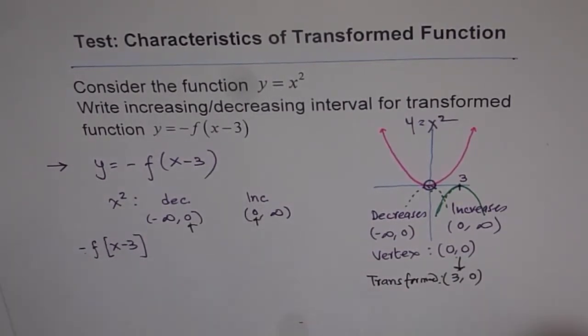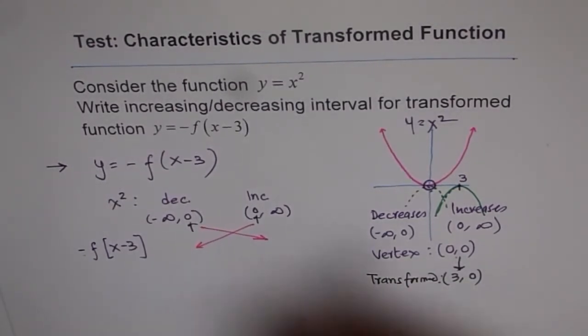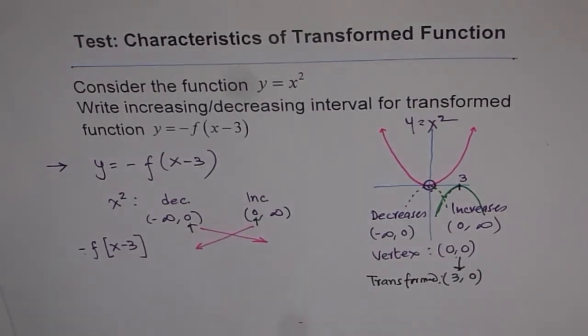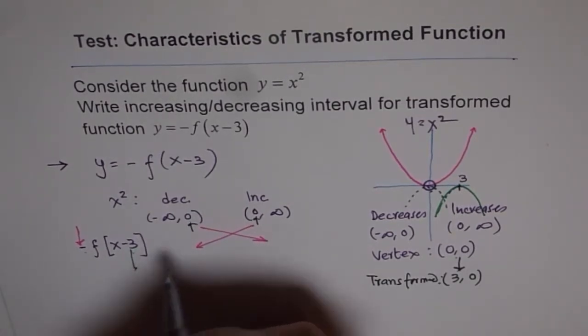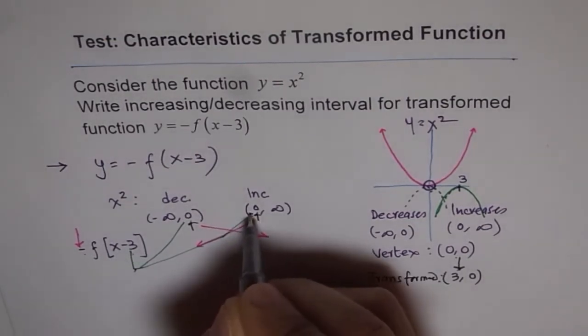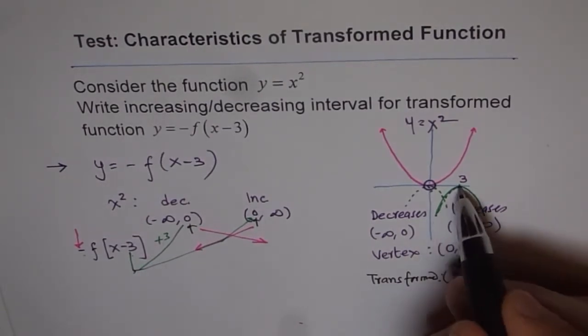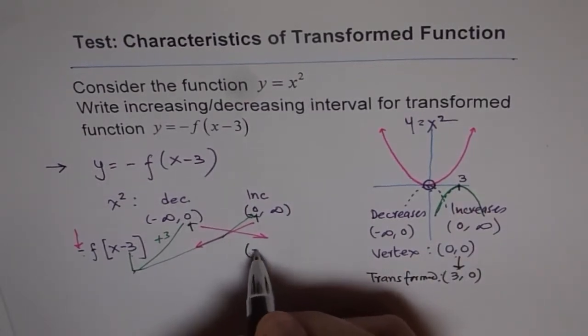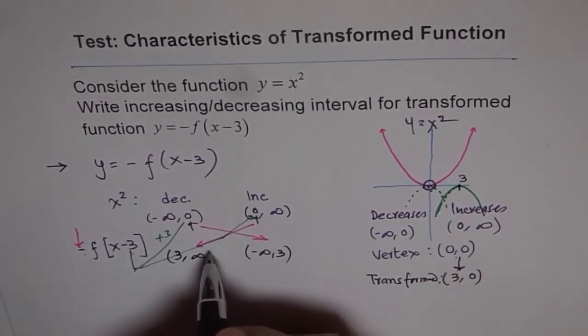So because of this minus, these intervals swap. So this is the effect of this minus. Do you see that? This is the first effect. And second is, because of this translation by 3, right, these points get changed. Do you understand? We do plus 3 here. And that is how we get our answer. The answer is that it increases from minus infinity to 3 and decreases from 3 to infinity. Do you see that?